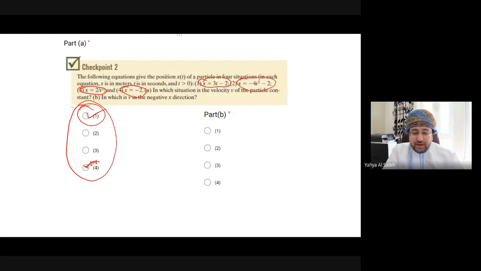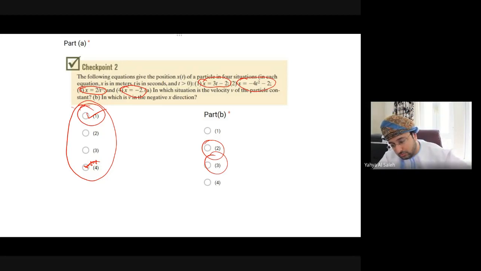Part B, in which situation is the velocity negative? Well, to have a negative velocity, and I have the function for position, or for displacement, I need the derivative, and you are all, let's see, you are all correct in one way or another. Both 2 and 3 are correct.